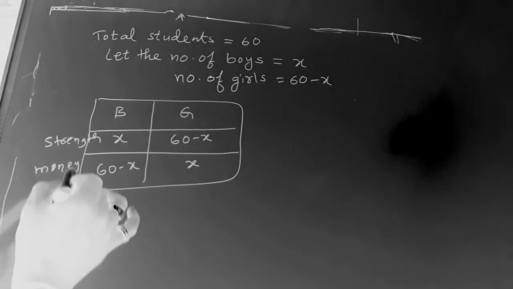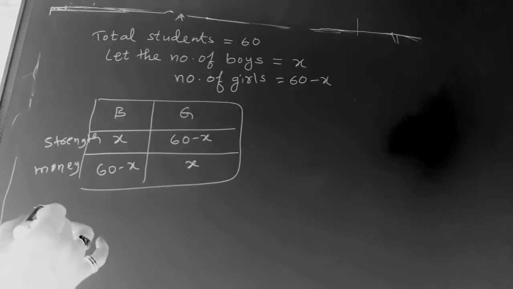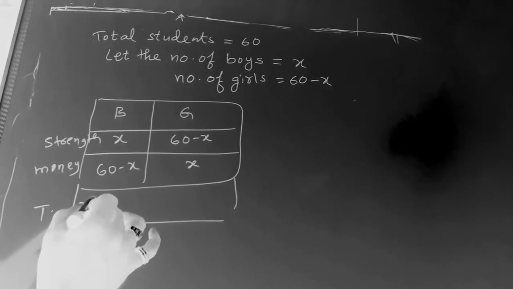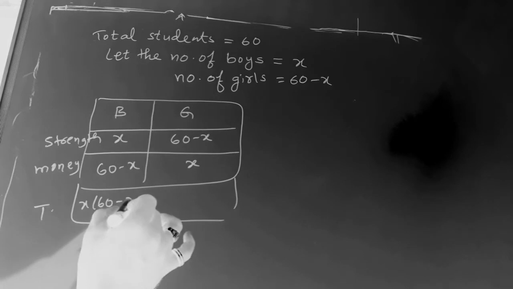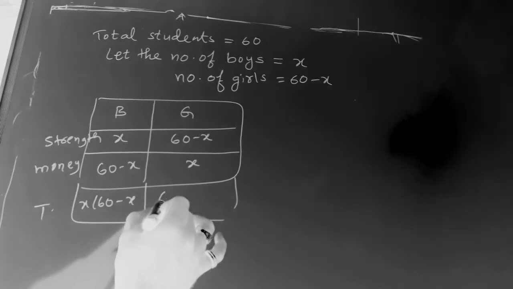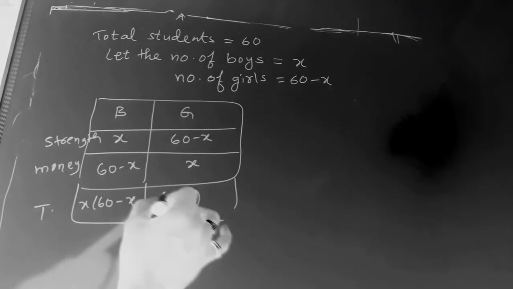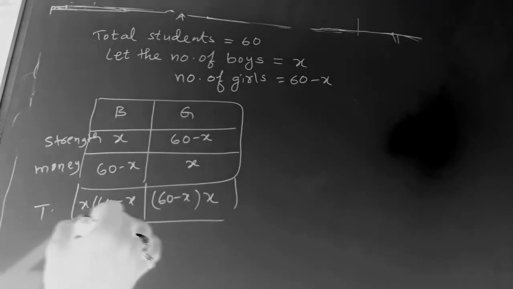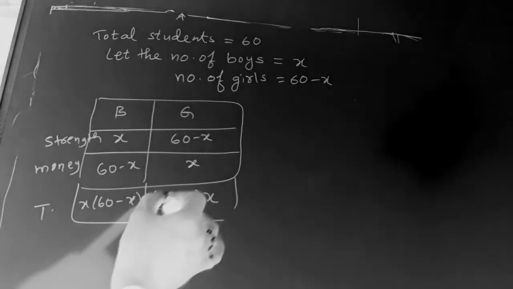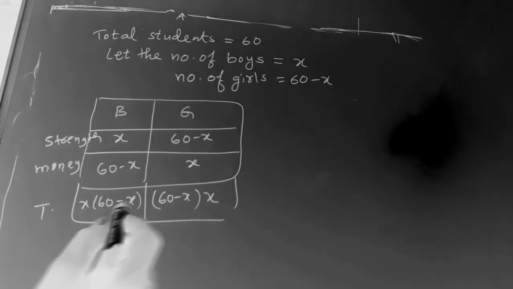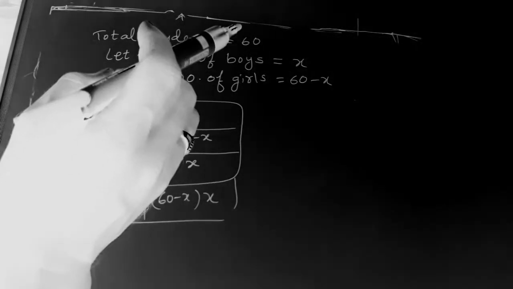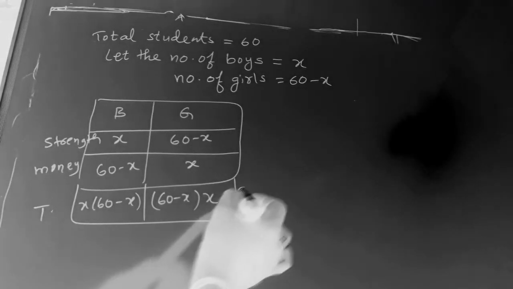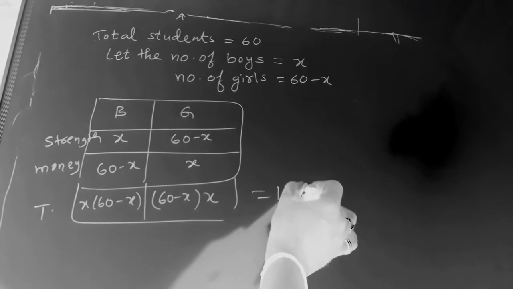So how much total money is given by boys? That is x into 60 minus x. And the total money given by girls is 60 minus x into x. They have given 1600 rupees in total. If you add both, you will get 1600 rupees. Now we will solve the question.